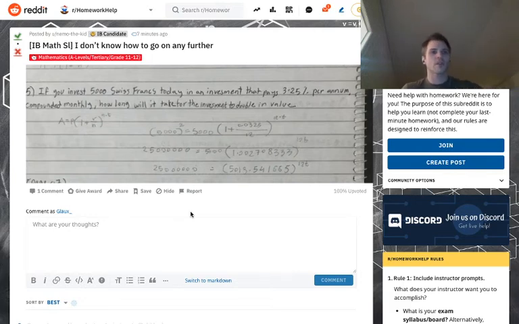All right, we have a pretty good first attempt at this. Question reads, if you invest 5,000 Swiss francs today in an investment that pays 3.25% per annum, compounded monthly, how long will it take for the investment to double in value? So you chose the right formula for this, but instead of doubling it, you actually squared it. So 5,000 squared is not the same as double 5,000. That's why you're probably getting a number of years that seems really wrong to you when you do this.